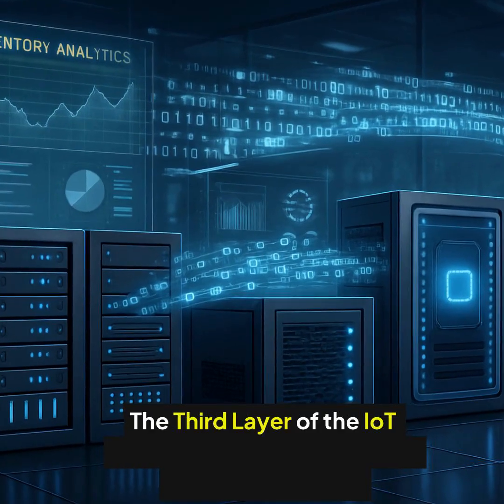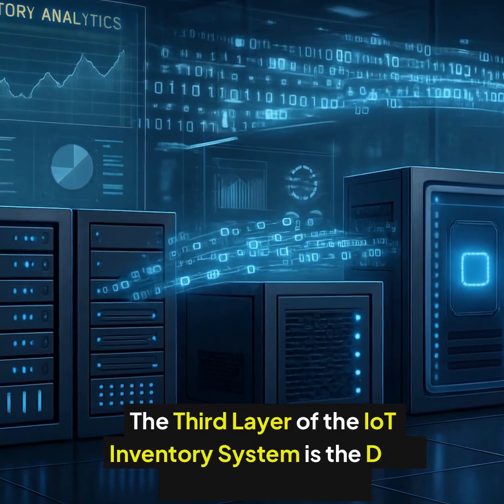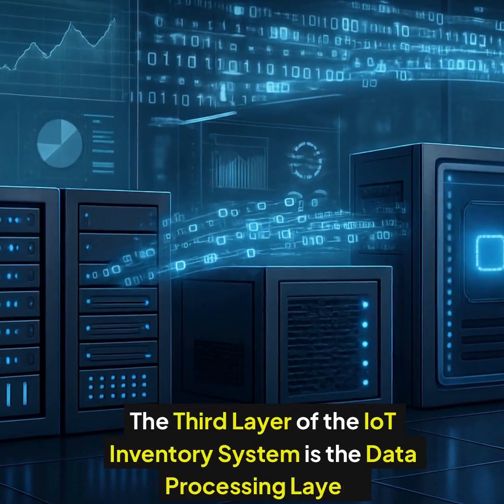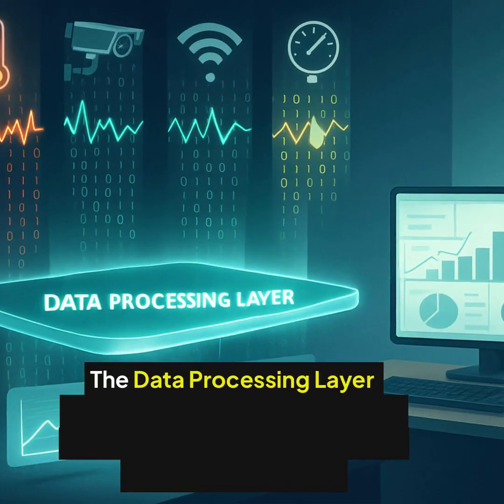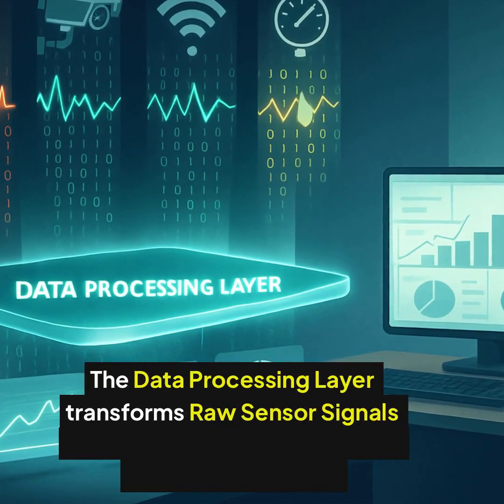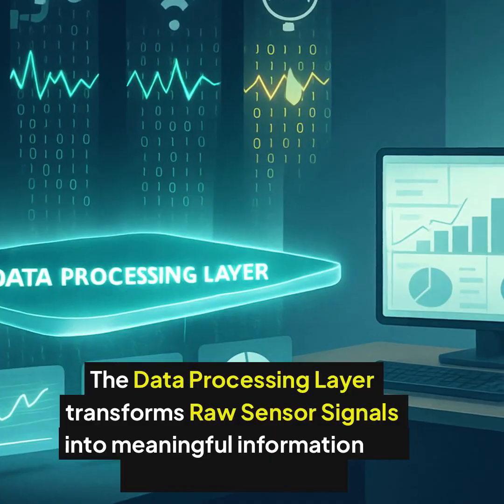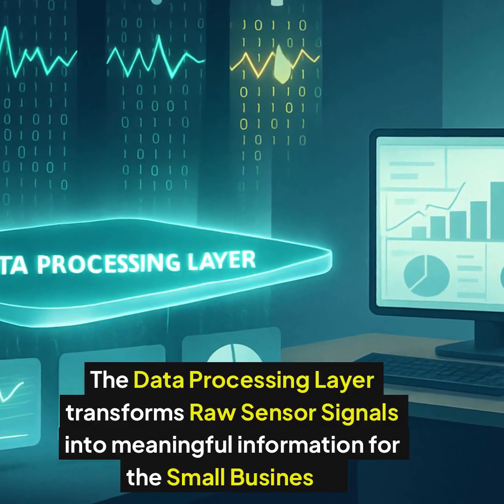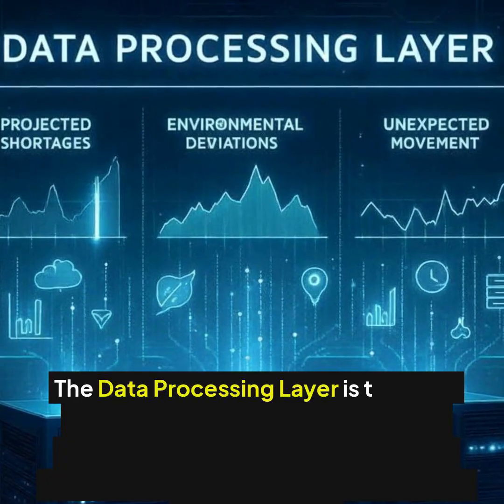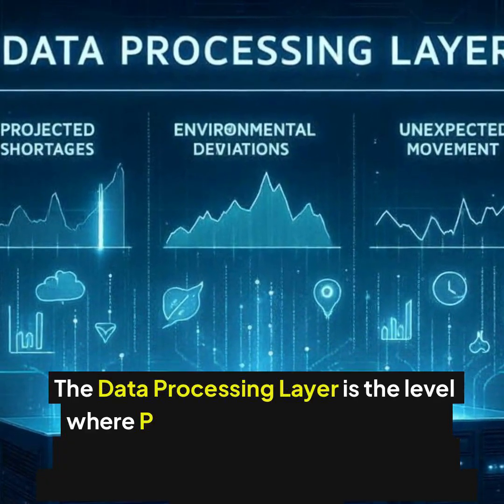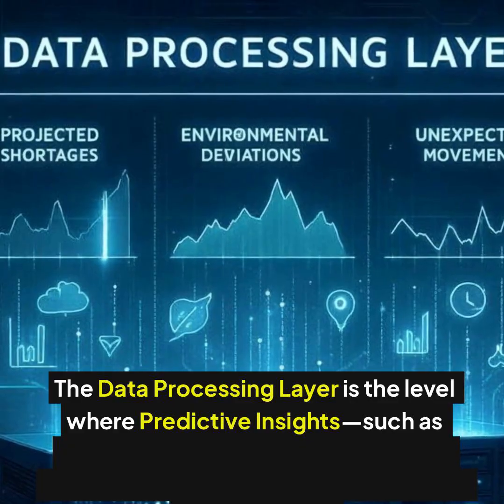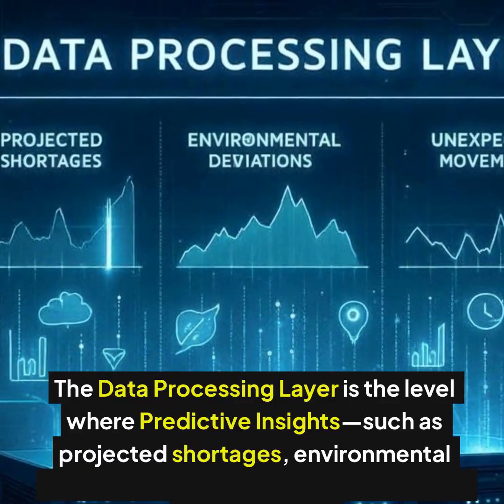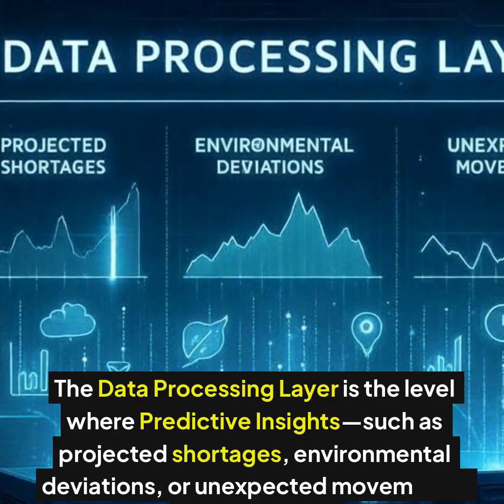The third layer of the IoT inventory system is the data processing layer. The data processing layer transforms raw sensor signals into meaningful information for the small business. It is the level where predictive insights, such as projected shortages, environmental deviations, or unexpected movement, begin to form.